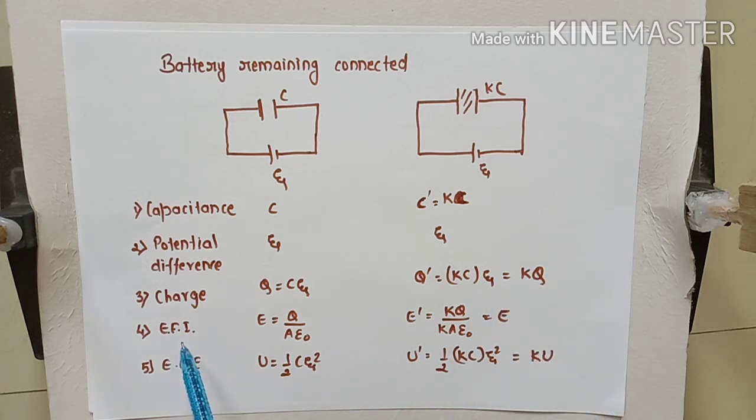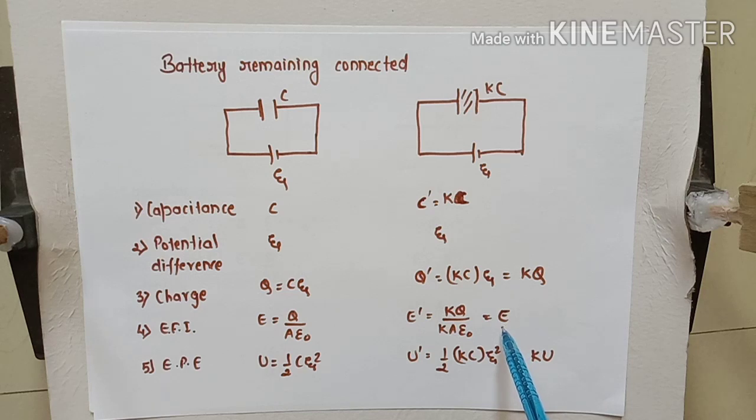Now next is electric field intensity. The formula for electric field intensity is sigma by epsilon naught, and you know sigma is Q by A, so E is equal to Q upon A epsilon naught. In the next case the electric field intensity E is equal to, charge now becomes K times Q, and you know the dielectric constant is also introduced along with epsilon naught, so these two K get cancelled, so the electric field intensity remains the same.